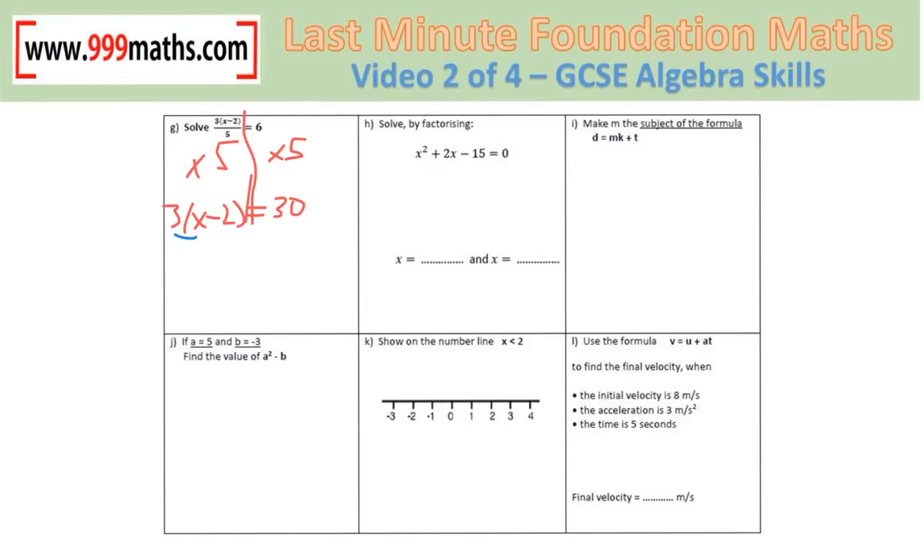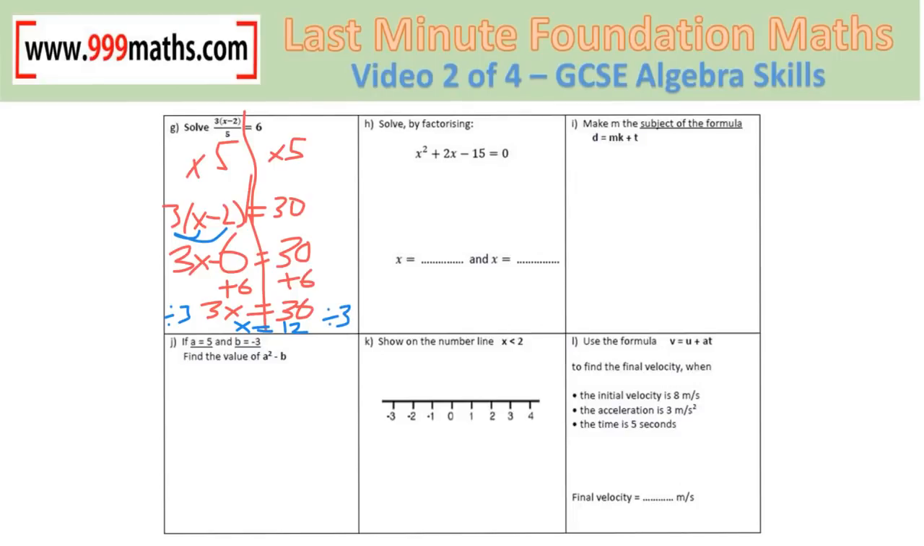I'm now going to expand out the bracket to give me 3x minus 6 is 30. Adding 6 to both sides, 3x equals 36. And I've run out of room, so I won't be able to write this last step down. But if I divide by 3 on both sides, I will get x equals 12.